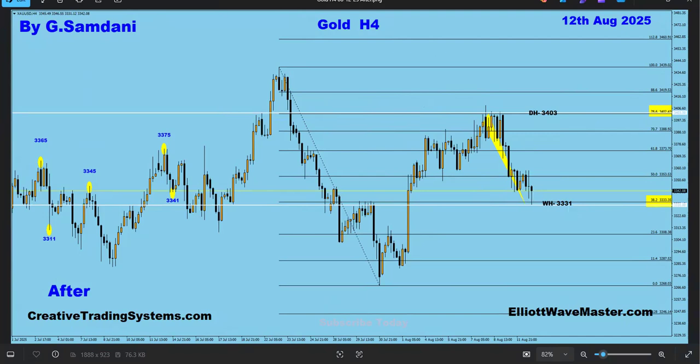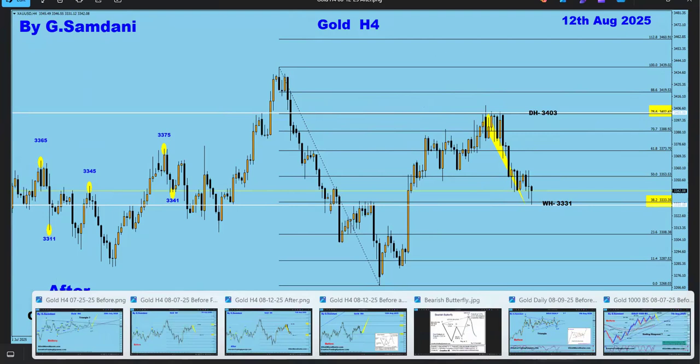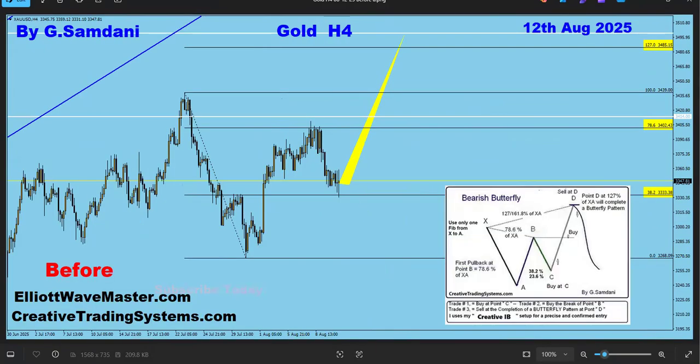Right? So now here, I made another chart saying that it's going to go up. And it was on 12th August. Right? Why? Because based on this butterfly calculation, this is what happened. If it is going to make the butterfly pattern, right? If not, then it's fine. It's not going to bounce, it's just going to drop.